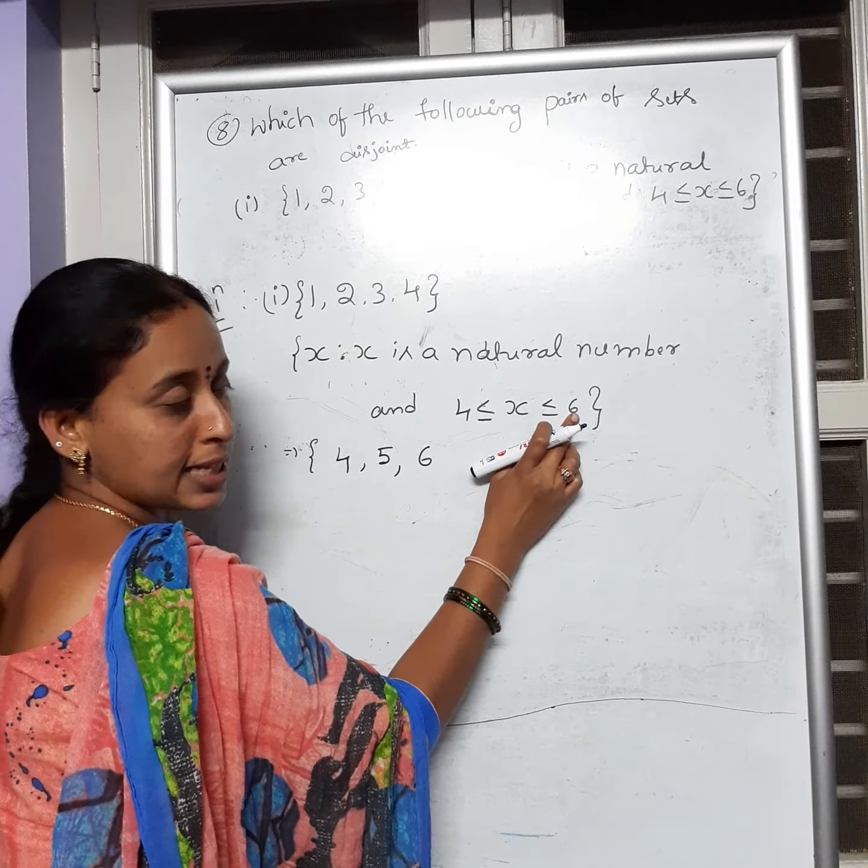Like a conclusion: therefore the given pair of sets are not disjoint sets.